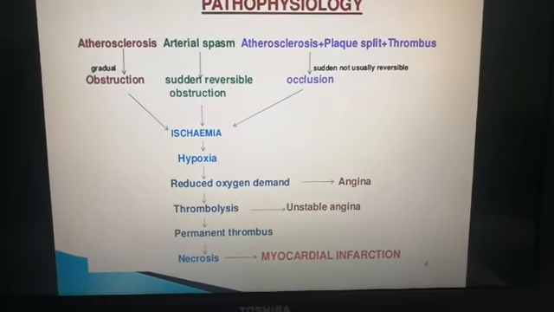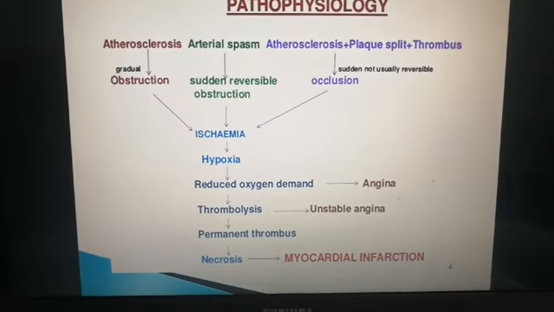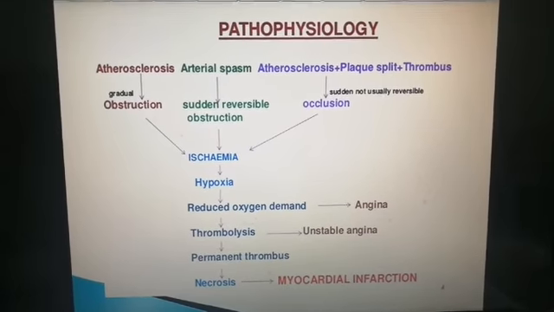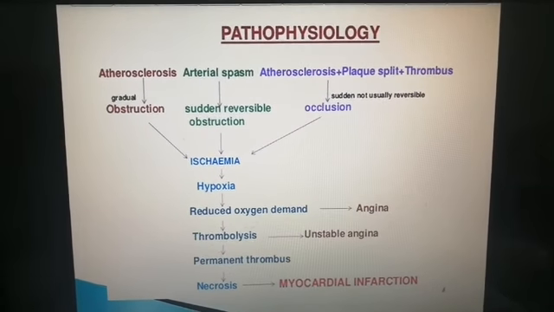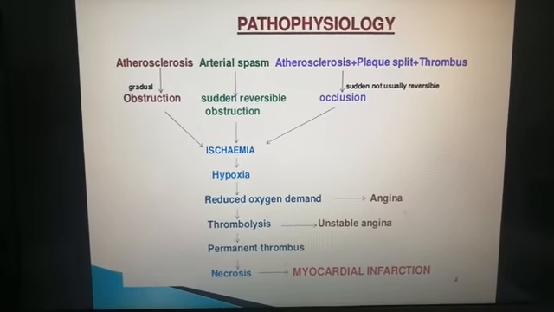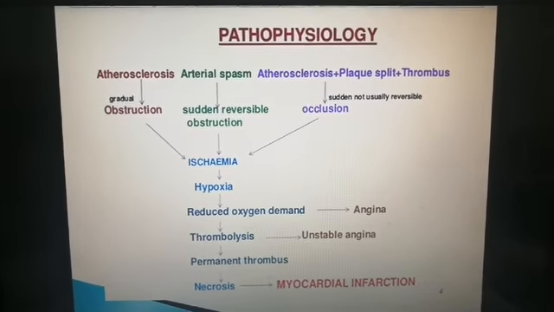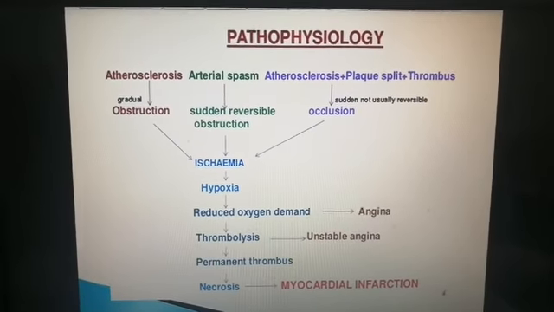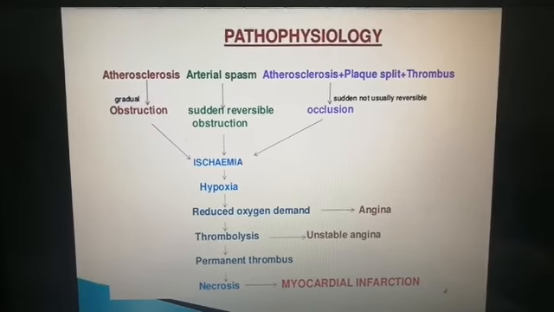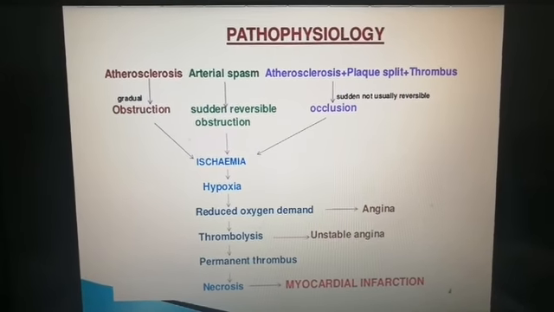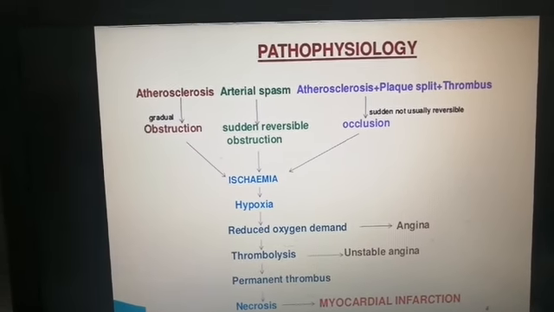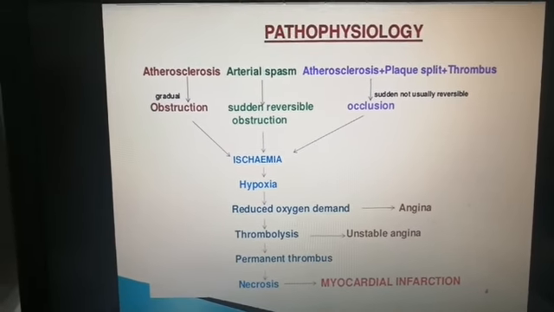So necrosis does not occur in the hyperacute phase. There is no necrosis or infarction, but when there is the fully evolved phase, then infarction occurs, and then there is necrosis. So if infarction and necrosis occur, then myocardial infarction has occurred. But if treated properly at the hyperacute phase, then the worst condition can be prevented.